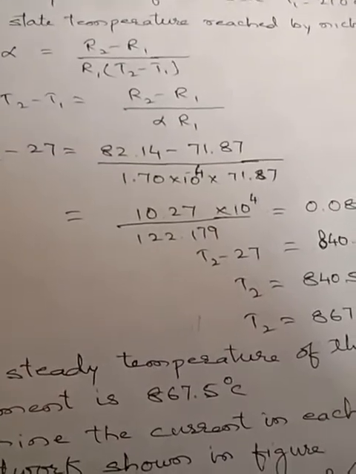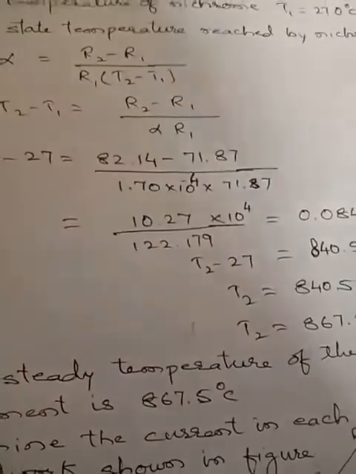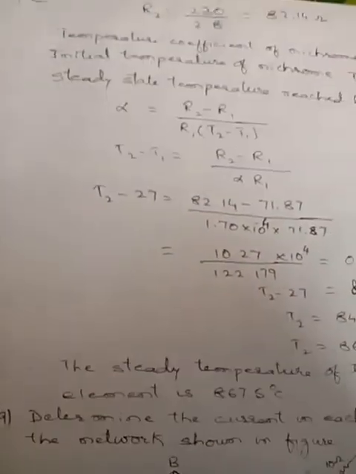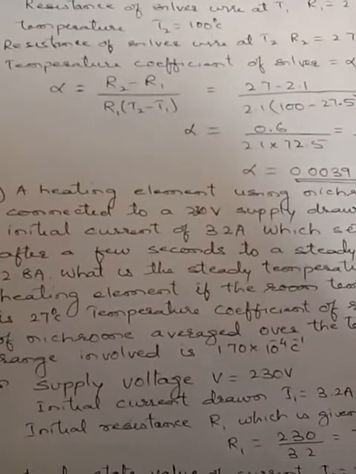So this is the problem. In this particular problem, first we have calculated the different parts. Here in this particular case we have seen the heating element using nichrome wire. Initially it was 230 volt supply and initial current was 3.2. Supply and current were given to you in this particular case. Okay, resistance was not given. Earlier in this case, resistance was not given.